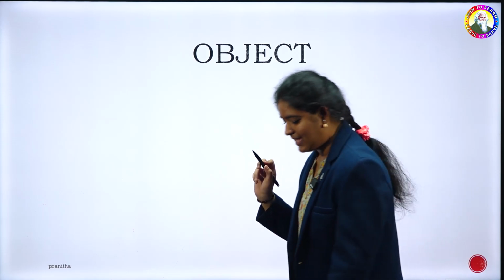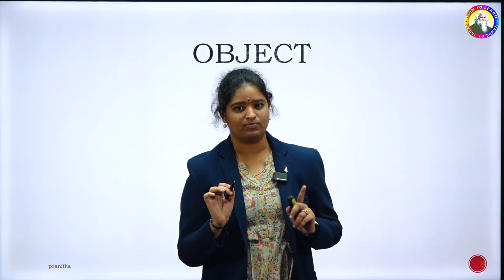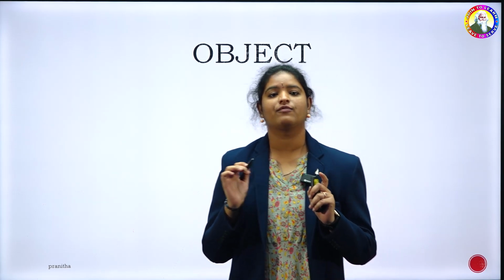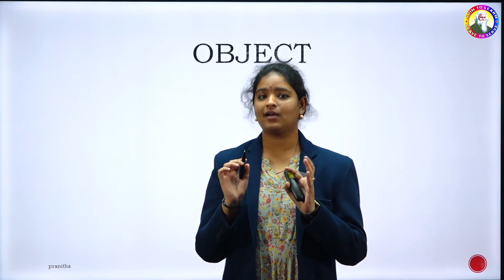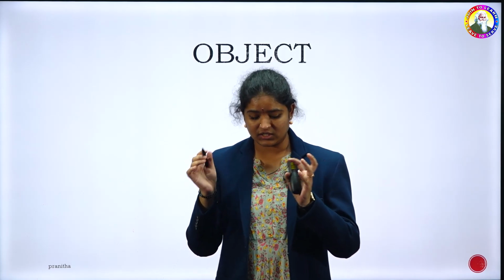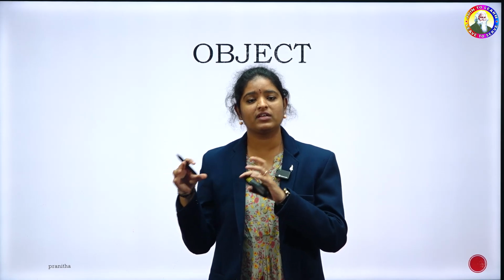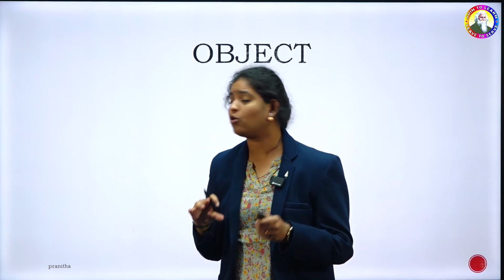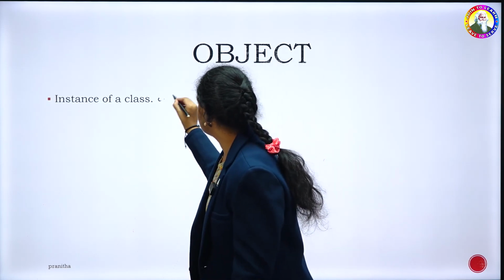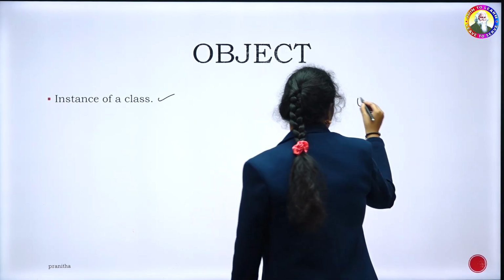Next is object. As I have told you the meaning of class, now you will be able to understand what an object is. Take the example of your college: the whole college will be a class. Or in a college, the classes such as CSE and ECE are classes, and the lecturers and students will be objects. An instance of a class means whatever the blueprints are, all of them will be objects.